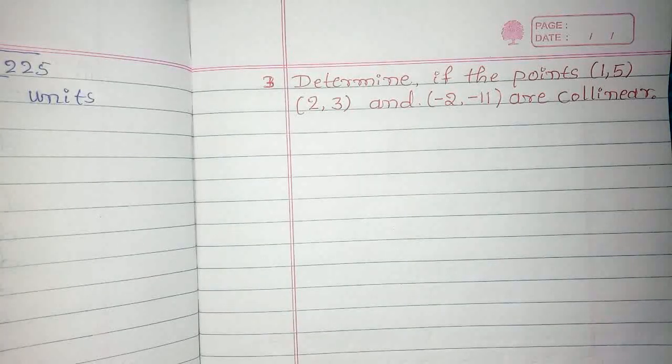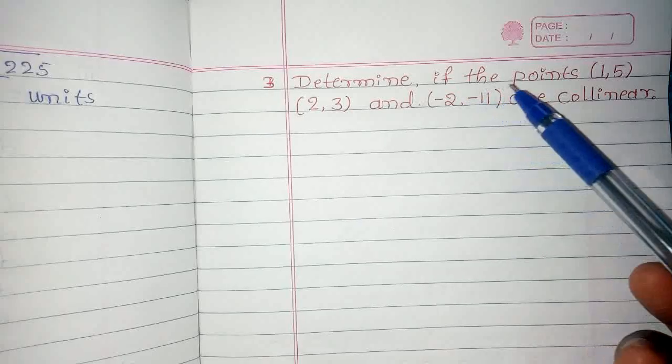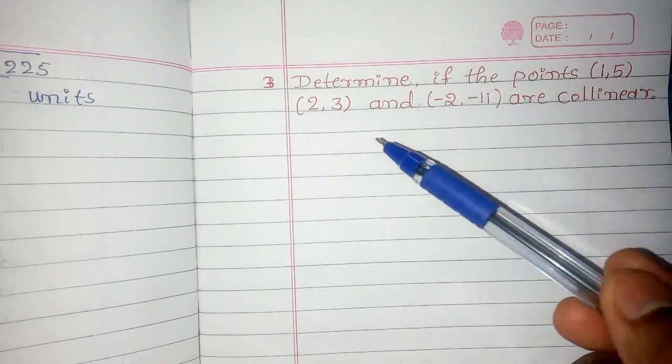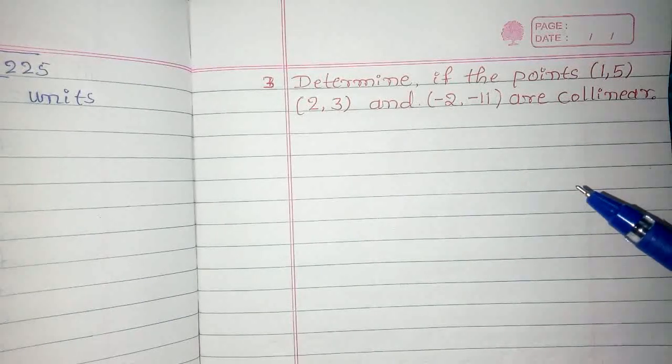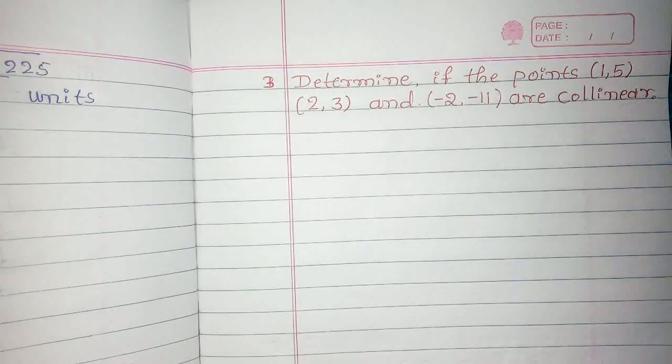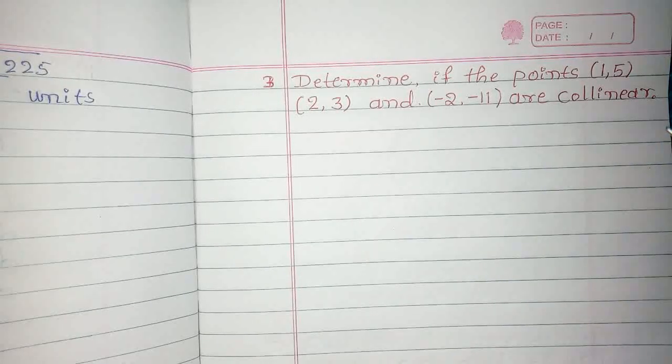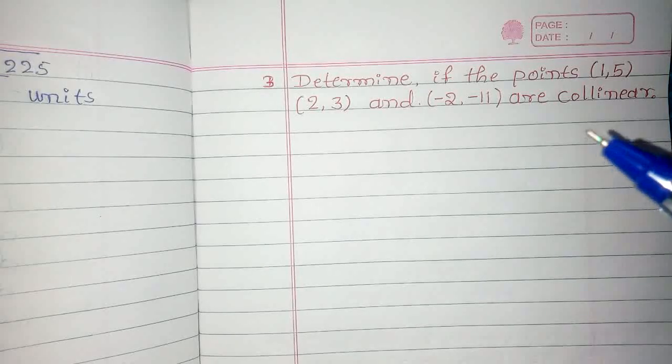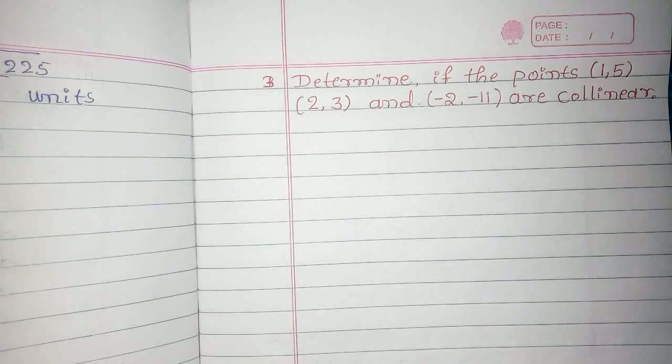Now consider another example: determine if the points (1, 5), (2, 3) and (-2, -11) are collinear. Here we have to determine whether these points are collinear. First we have to know what collinear points are. If 3 or more points lie on the same line, then those points are called collinear points.